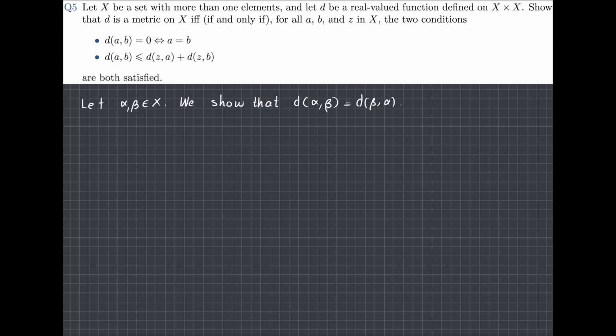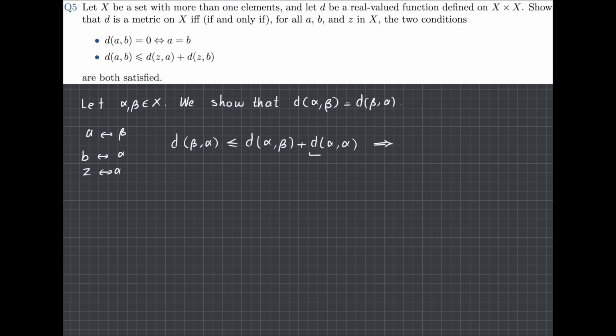The first one, because this is valid for all choices A, B, and Z in X, it is also valid if I do this interchange: A with beta, B with alpha, and Z with alpha. So if I do that and rewrite this inequality for these choices, I will have D, instead of A I put beta, instead of B I put alpha, less than or equal to D, instead of Z I put alpha, instead of A I put beta, plus D, instead of Z I put alpha, and instead of B I put alpha. Okay, so what is the consequence of that?